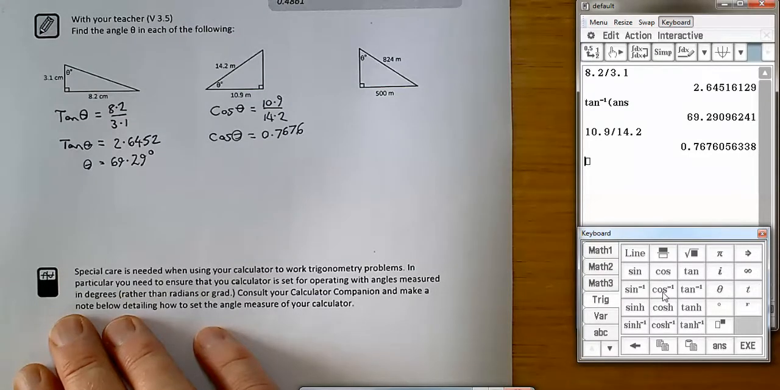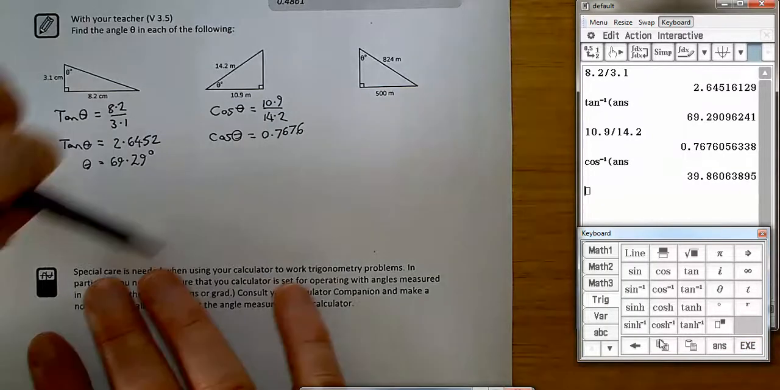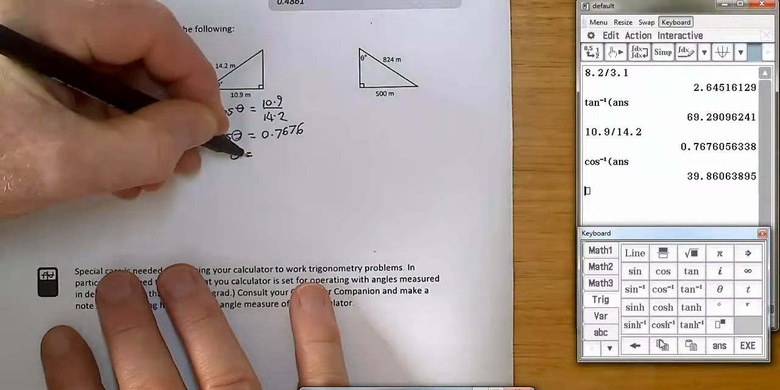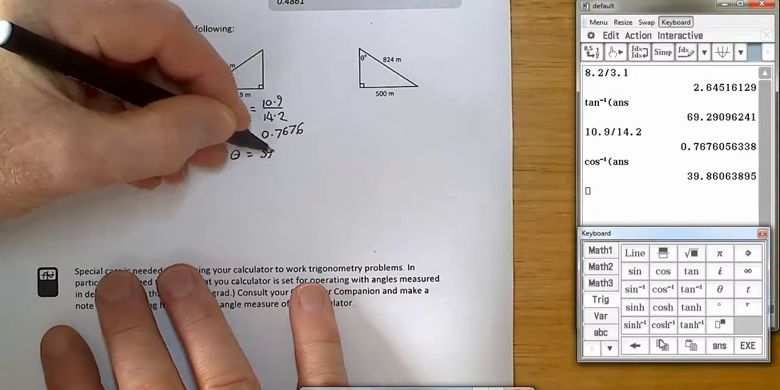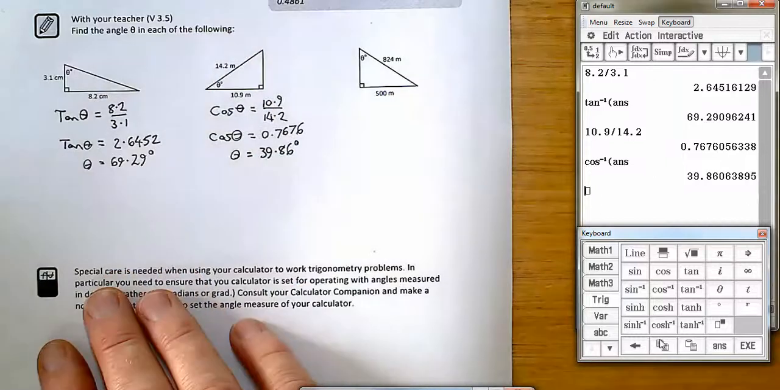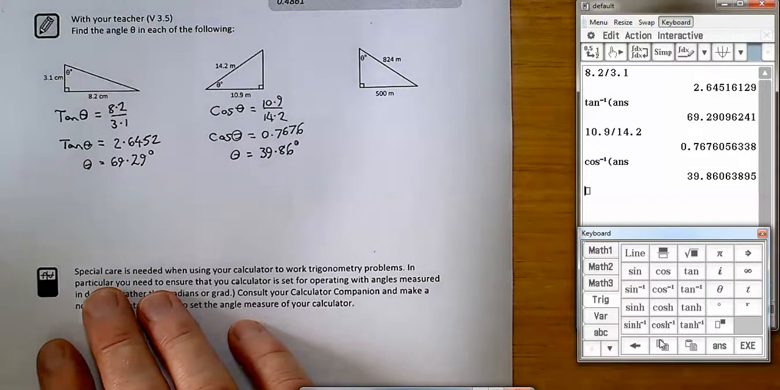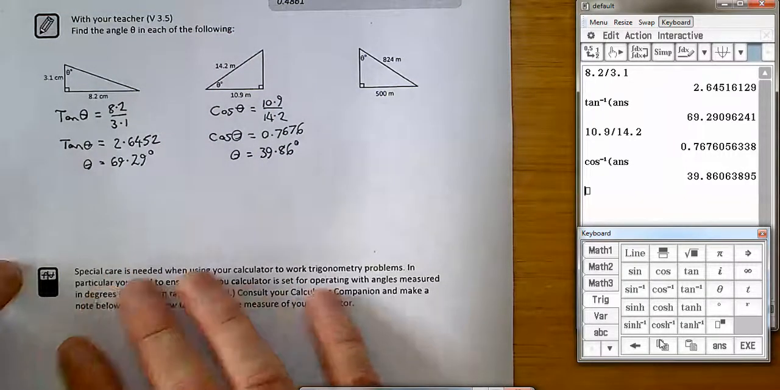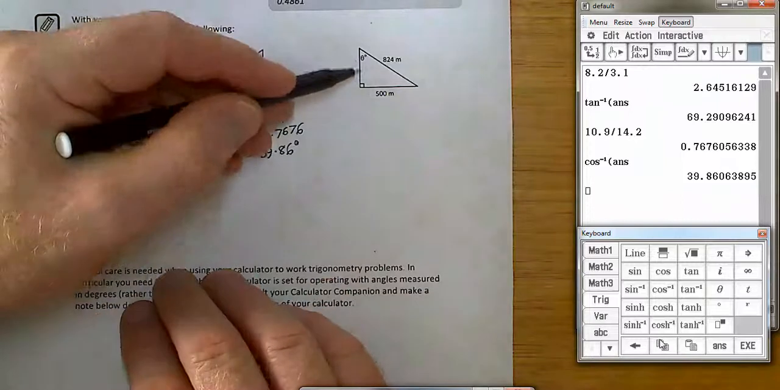The inverse cos -1 of my previous answer. I could type the number in here if I wanted to, but there's no need. And so I get theta equals 39.86 degrees. My last example, and I'm saying to myself, which sides are involved?